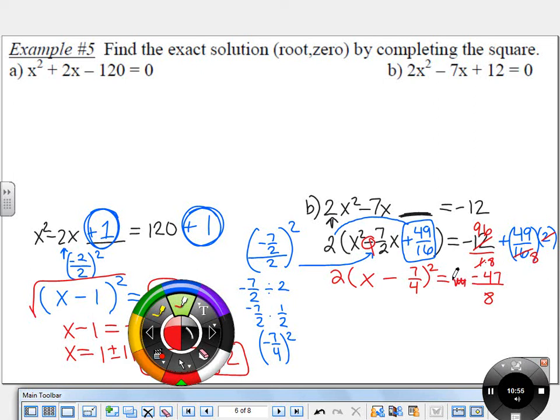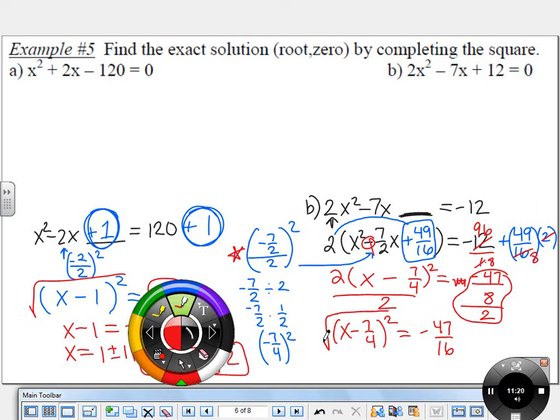Then the next thing we would do is divide by 2. Okay. And we would get x minus 7 over 4 squared equals negative 47 over 16. Now, if you're wondering how I got that 16, write out this negative 47 over 8 divided by 2, just like I did over here on this side, with 7 over 2 divided by 2. And then I'd want to square root each side.